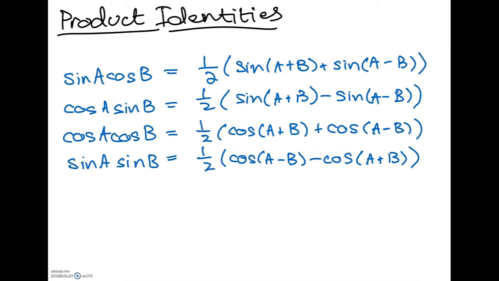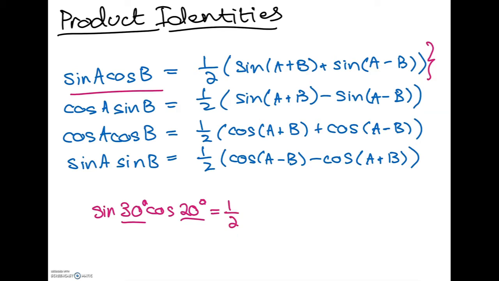So let's see. We have sine A times cosine B. If you have sine of any angle, let's say 30 degrees, times cosine of any angle that's different than your original angle here, then you can simplify this using this identity over here.